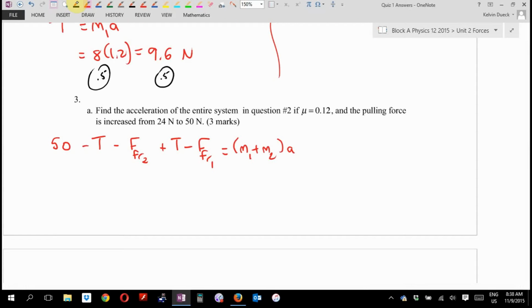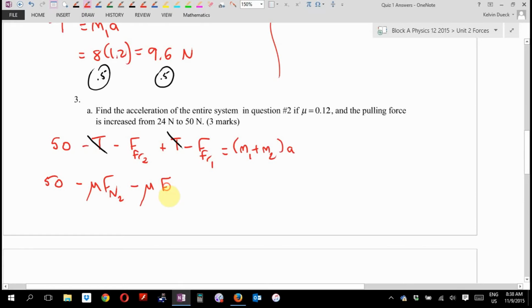Once again, I get to relax. Friction is mu times normal force number 2. Friction is mu times normal force number 1. And Colin, I'm going to be bold on this line. I'm already going to get the A by itself because I figure since it's the last step, I can keep track of that.